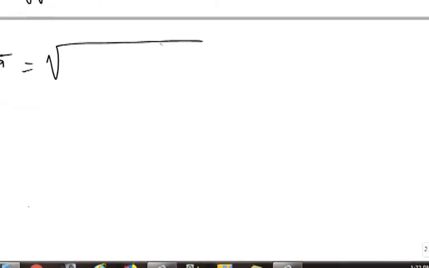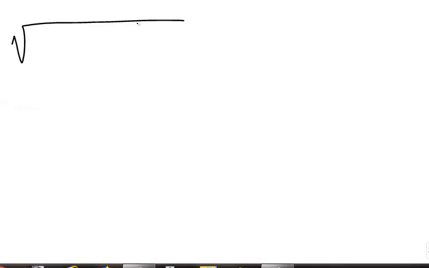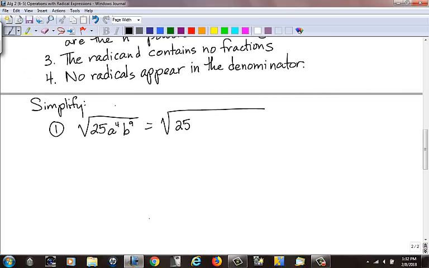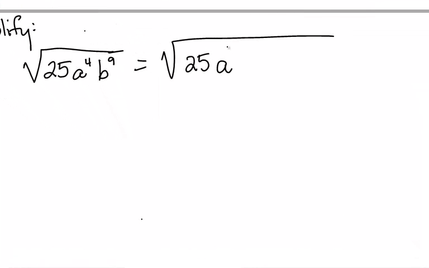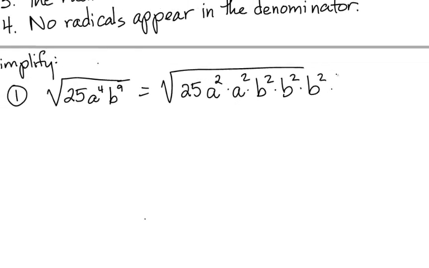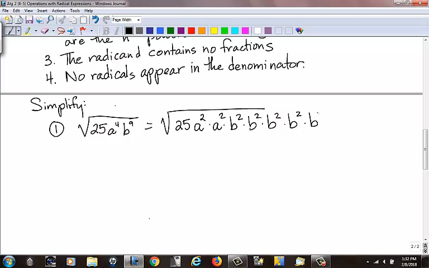Now, some of you may be at that point where you don't have to write it out this long way. And if you feel like you're at that point, I'm okay with that. But if not, write it out. Okay, so I would end up saying, okay, I'm looking for squares inside there. So a to the 4th I can split up into a squared times a squared. B to the 9th I could split up into b squared, b squared, b squared, b squared, and one b left over. Okay, and then circle what can I take out?